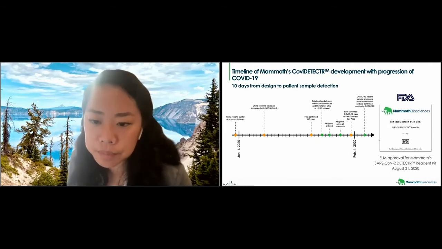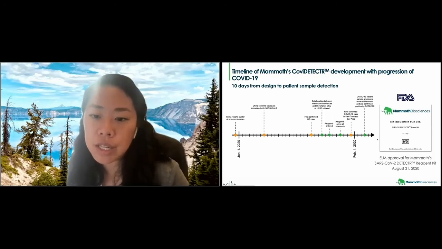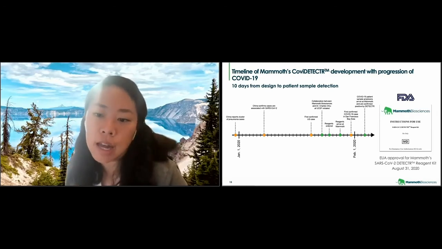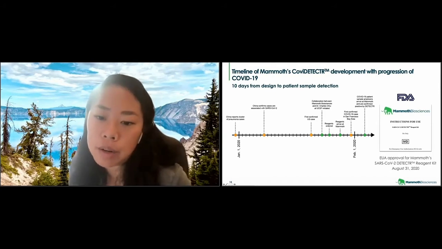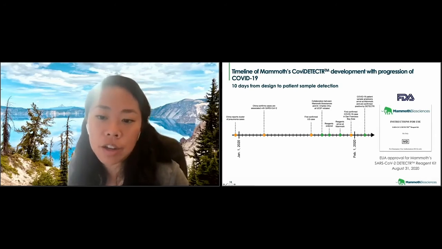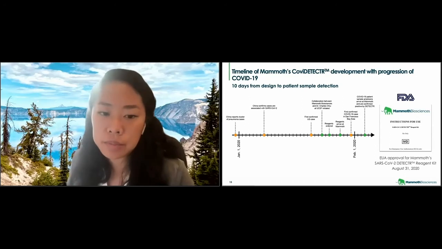Last month, Mammoth received EUA approval for our SARS-CoV-2 detector reagent kit that is authorized for emergency use in high complexity CLIA labs. And a lot of this work was based on the early development that was done in the project that I'll be talking about. And in the upcoming slides, I'll talk about how we actually reconfigured our detector platform to target the novel coronavirus.